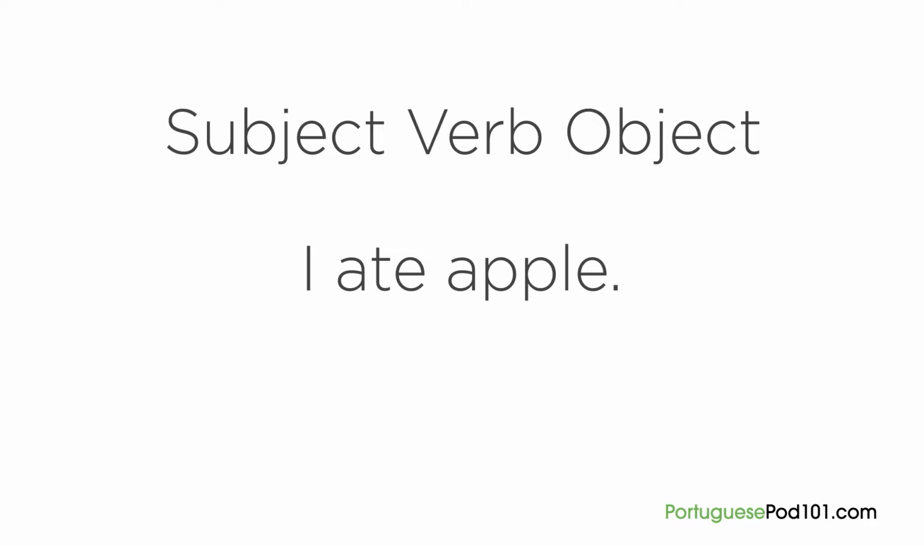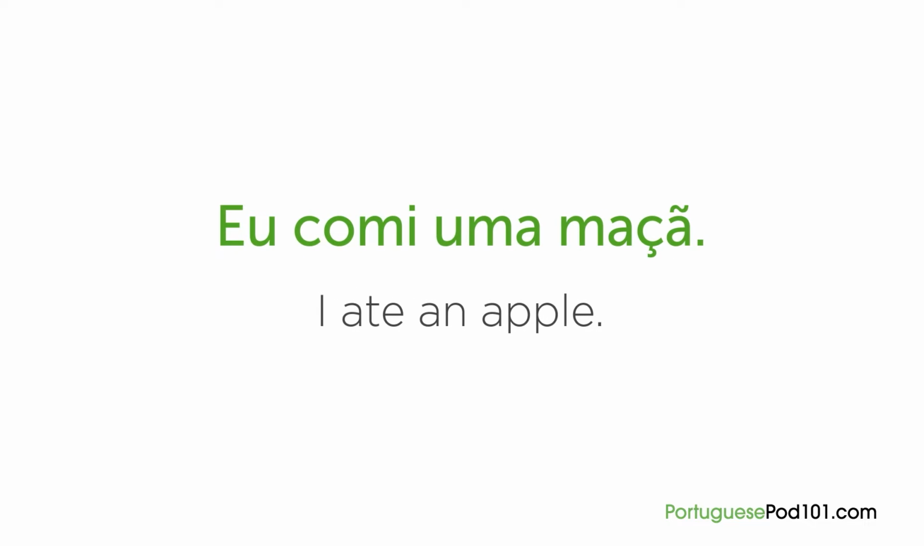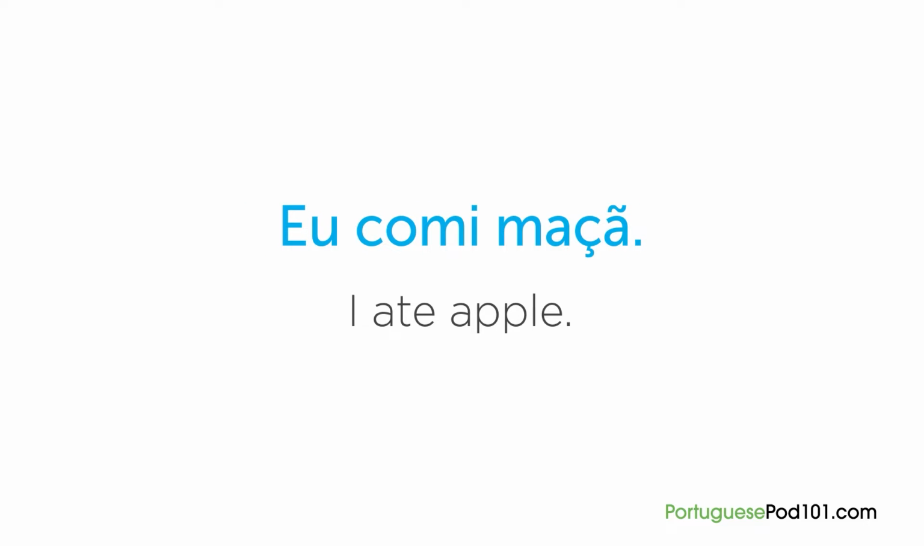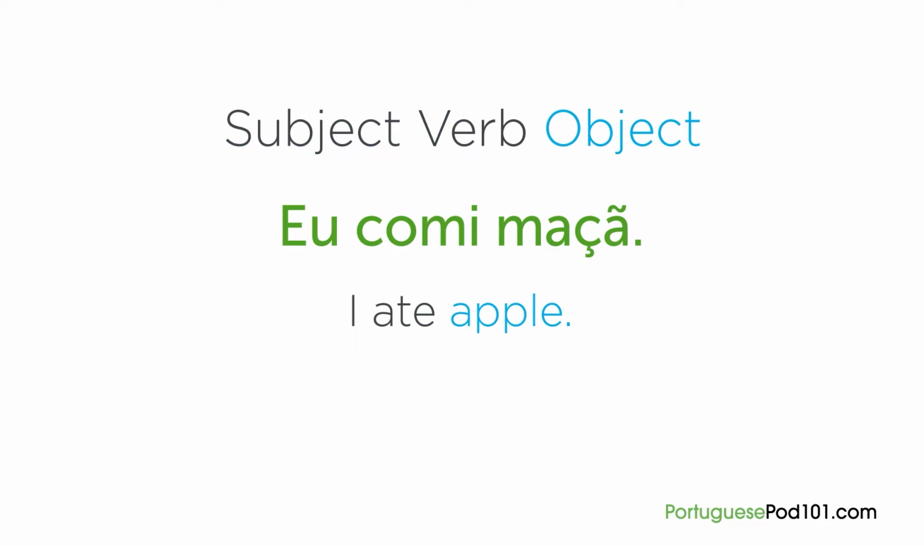Let's take a closer look. If we break down the English sentence, I ate apple, we can see that the subject I is presented first, followed by the verb ate, and then finally the object apple is positioned last. Let's compare that same sentence, I ate an apple, in Portuguese. Eu comi uma maçã. Like before, let's remove the particles to keep it simple. So we're just left with the words Eu comi maçã. I ate apple. Subject, verb, object.